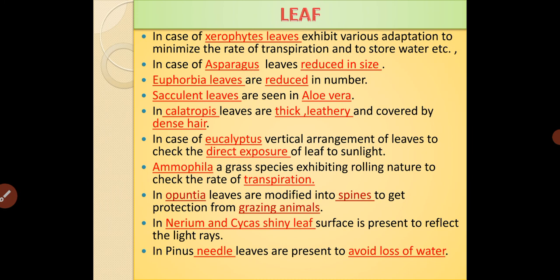In case of the eucalyptus, vertical arrangement of leaves is seen which helps to check the direct exposure to the sunlight. In case of the Ammophila, a grass species, rolling nature is exhibited to check the rate of transpiration. As seen in case of Opuntia, spines are present which are the leaf modification to get protection from the grazing animals. Shiny leaf surface is seen in case of the Nerium and Cycas which reflect the light rays. In case of the Pinus, needle leaves are present to avoid the loss of water.